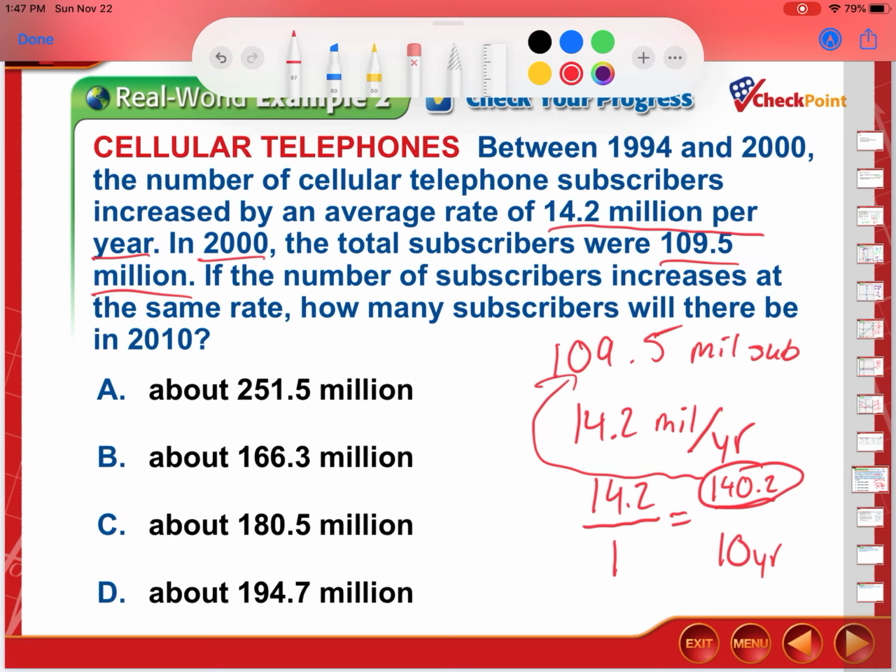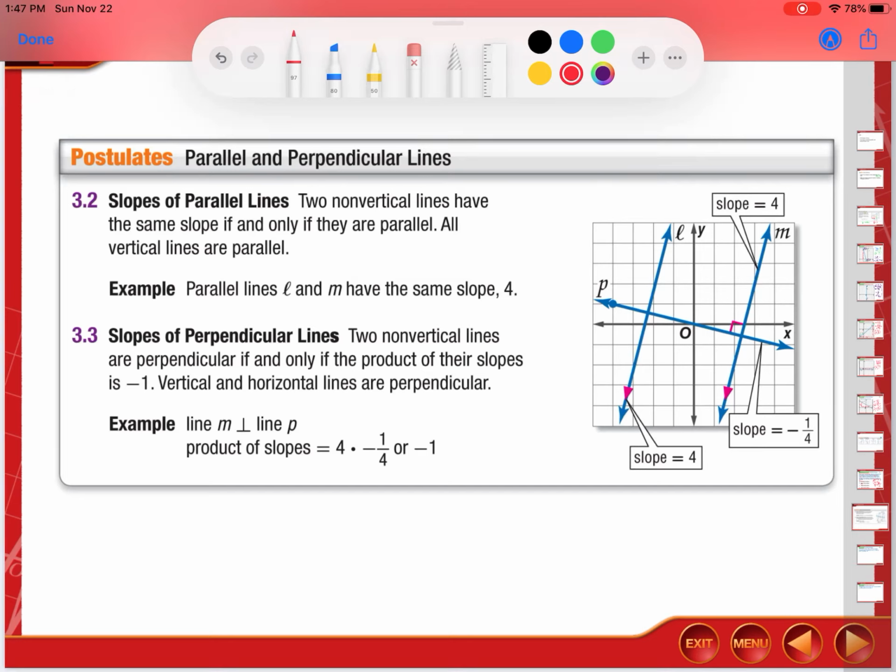So when we go to our answers, 249.7 million subscribers. When we go to our answers, that's not one of the choices, but if we notice, all of these are about. So we just need to be in the ballpark. And the closest one to our answer that we got is going to be this 251.5 million. So that would be how you do that. You can take your rate of change, which was 14.2 million a year, and multiply it times however many years you're trying to calculate, and then add it to your initial value.